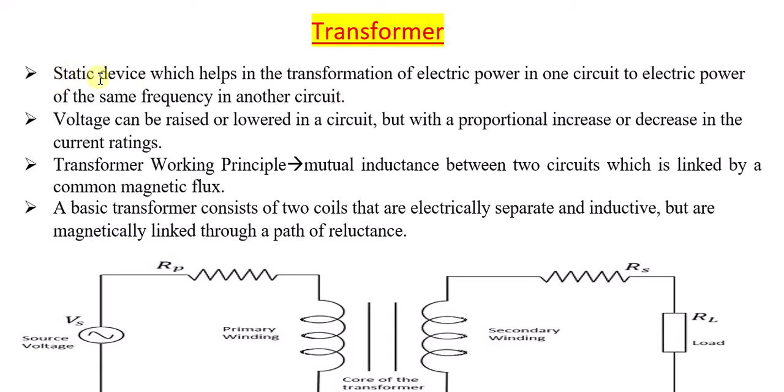A transformer is a static device. What is a static device? A static device is a device which is stagnant, which is not moving. It helps in the transformation of electric power in one circuit to electric power of the same frequency in another circuit. So this is the main definition of a transformer. It is a static device which transforms electric power from one circuit to electric power in another circuit.